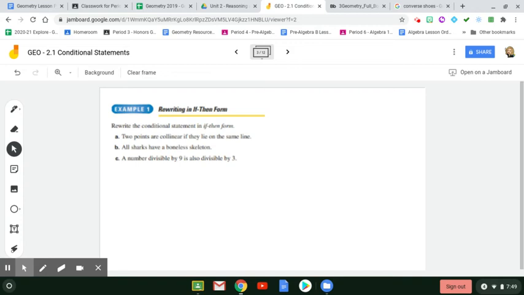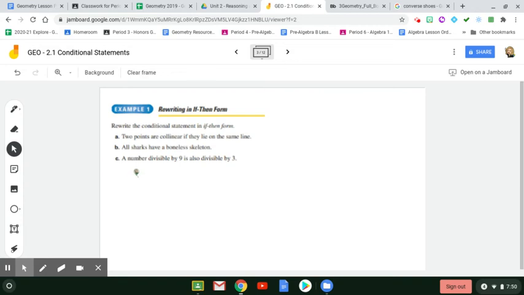Take a look. We're going to first rewrite the conditional statements into if-then form. It says two points are collinear if they lie on the same plane. Well, I first want to find if there's some kind of phrase that's following the word if, and that would be identified as my hypothesis, if it's possible. I see the word if, and it says if they lie on the same plane, then there's two points that are collinear. So maybe I can rephrase that.